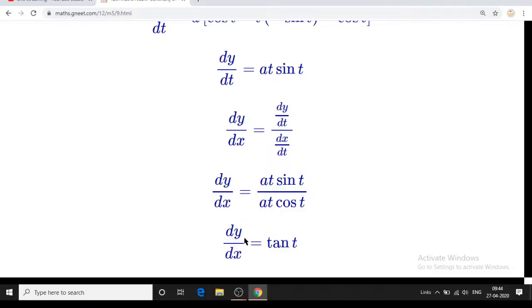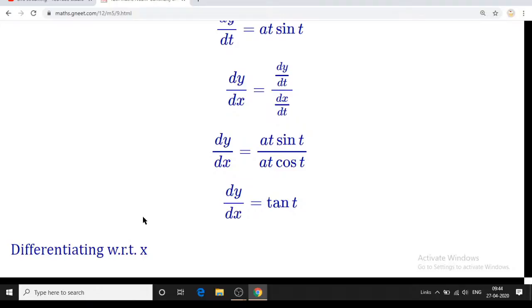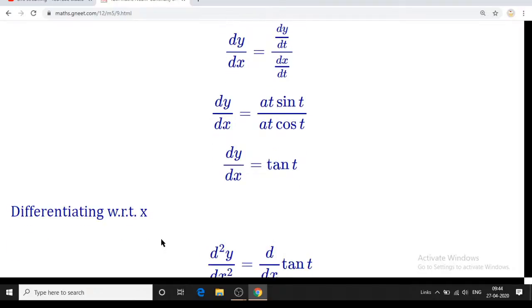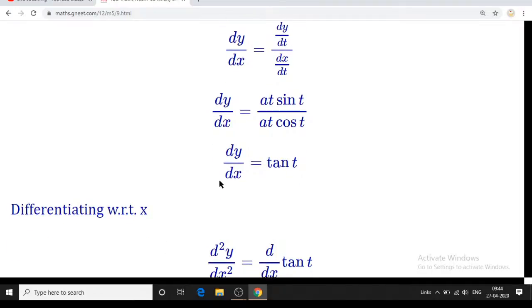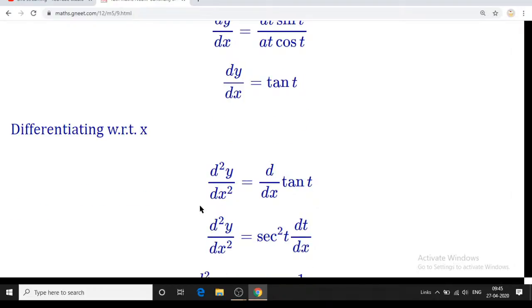Now after that, what they have asked is not dy by dx, they have asked d2y by dx square. Now what is d2y by dx square? It is nothing but the derivative of dy by dx with respect to x, not with respect to t. Though it is defined in terms of t, we are not going to differentiate with respect to t, we are going to differentiate with respect to x. So differentiating with respect to x, d2y by dx square is d by dx of tan t.